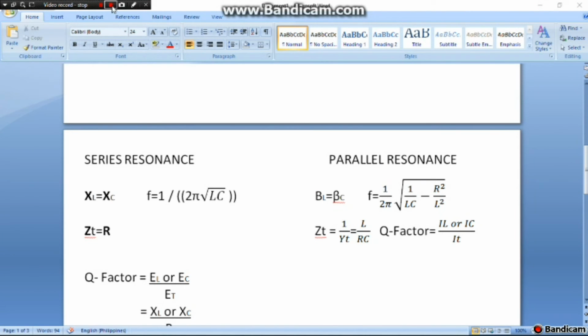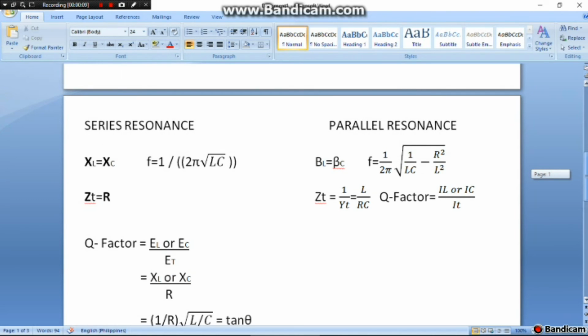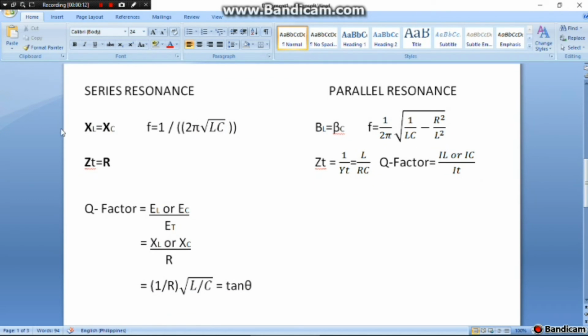Okay, before we go on to solve problems, we first familiarize ourselves with the formulas for series resonance and parallel resonance. In series resonance, the inductive reactance and the capacitive reactance are equal. The resonant frequency is equal to 1 over 2 pi square root of LC, and the total impedance is equal to R, or the value of the resistance.